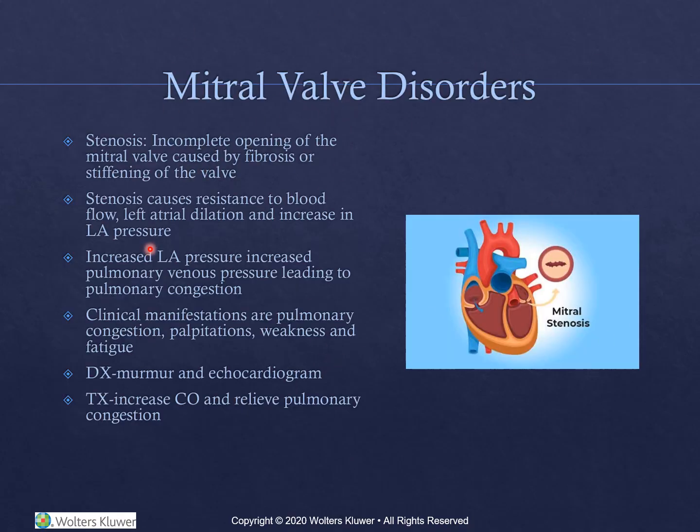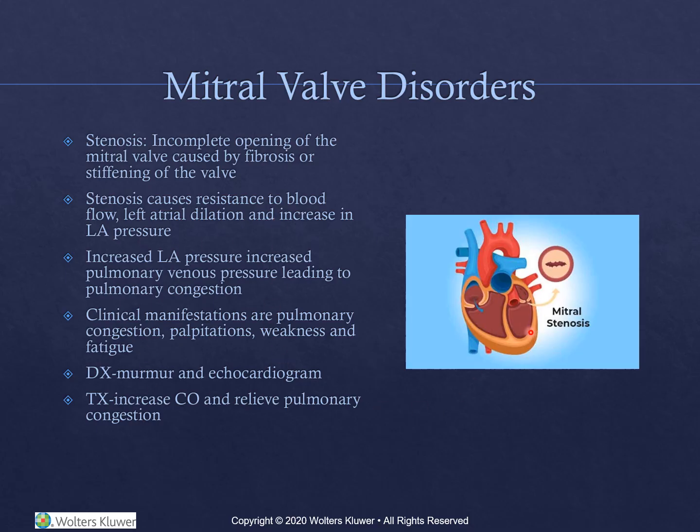In mitral valve stenosis, again, there's an incomplete opening of the mitral valve. And this is usually caused when the valve fibroses or stiffens, and so it can't open. You can see that in the picture. This is a stenosed mitral valve. Instead of opening all the way, it's just a tiny bit of opening. And so it doesn't really permit good forward flow of blood because of that stenotic nature of the valve. So we get resistance of blood flow.